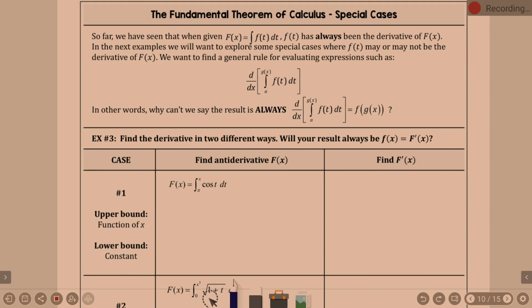Okay? I have a bunch of notes, but I'm not going to write all those in. Okay, let's look at example 1. Find the derivative in 2 ways, and then we're going to see, are they always going to be equal? Okay? So number 1, we're doing f of x equals the integral from pi to x of cosine t dt.